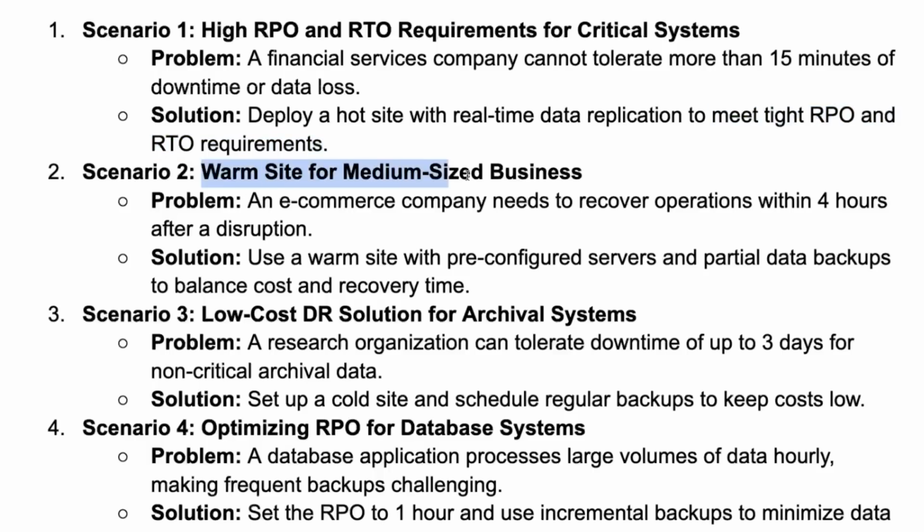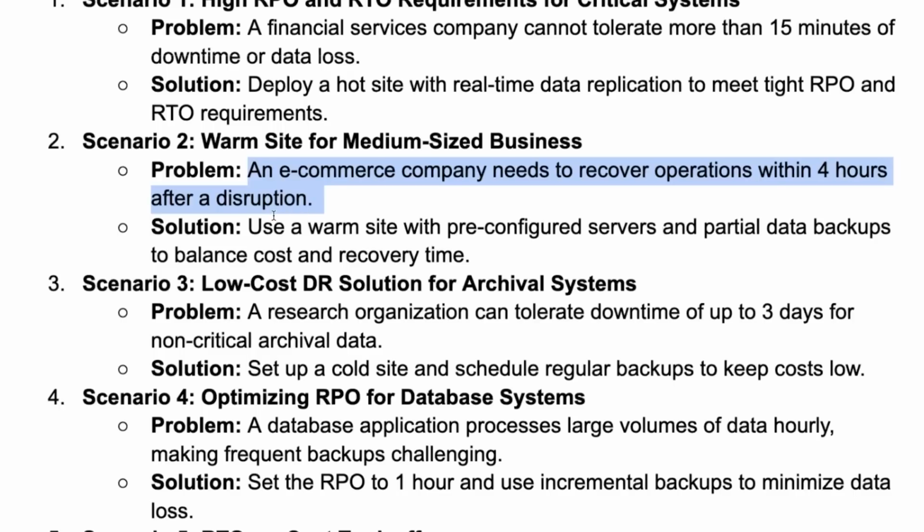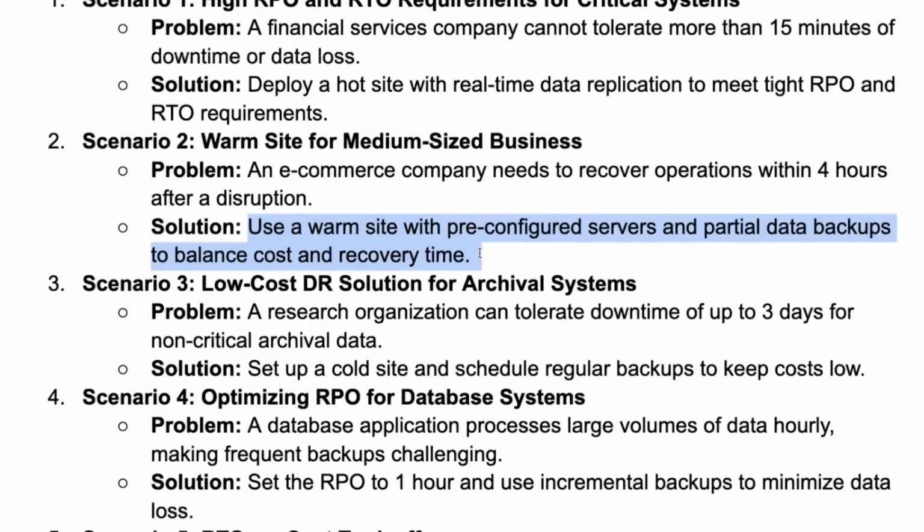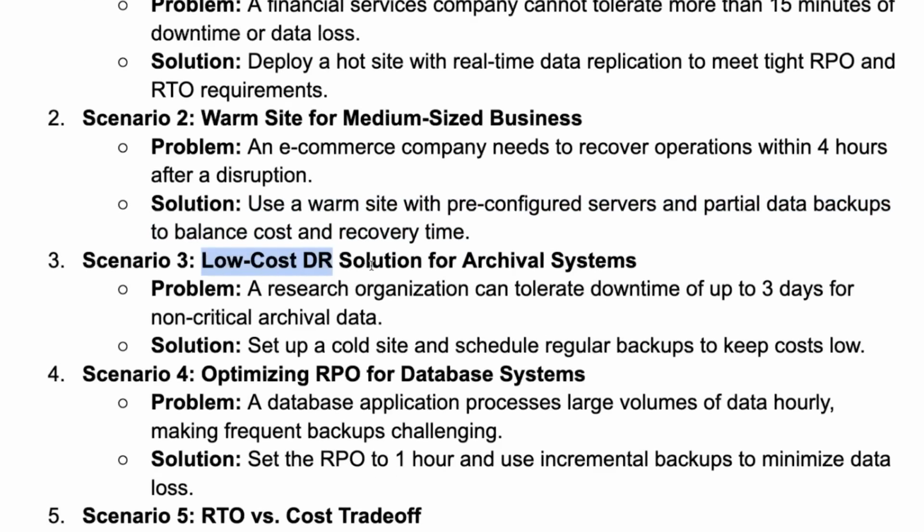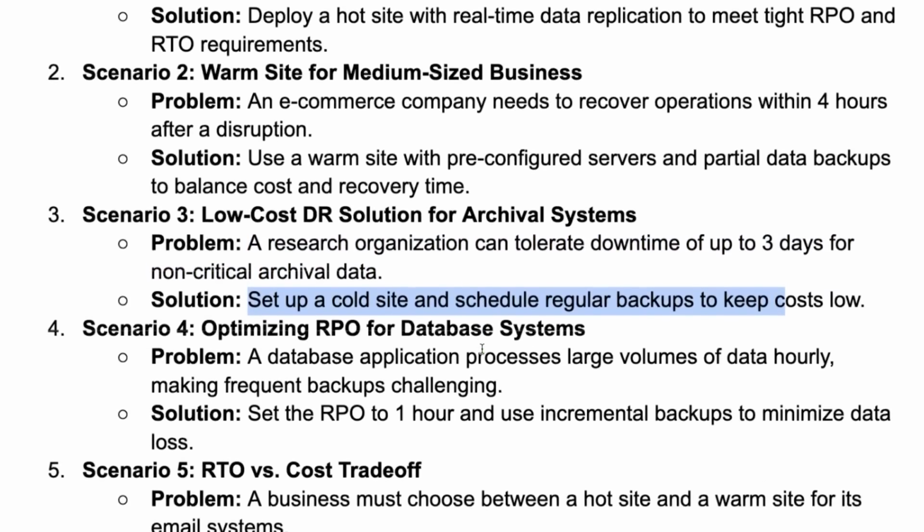Scenario two is the warm site for medium-sized businesses. An e-commerce company needs to recover operations within 4 hours after a disruption. That's their problem. So use a warm site with pre-configured servers and partial data backups to balance cost and recovery time. Now, scenario three is the low-cost DR solution for archival systems. The problem is that a research organization can tolerate downtime for up to 3 days for non-critical archival data. So you set up a cold site and schedule regular backups to keep those costs low.